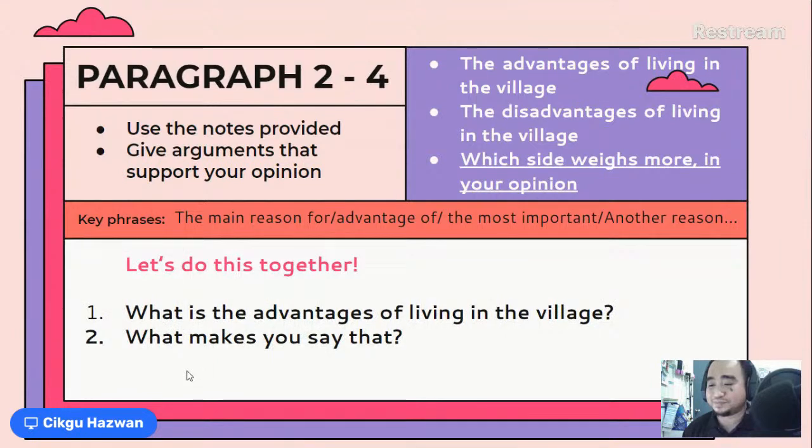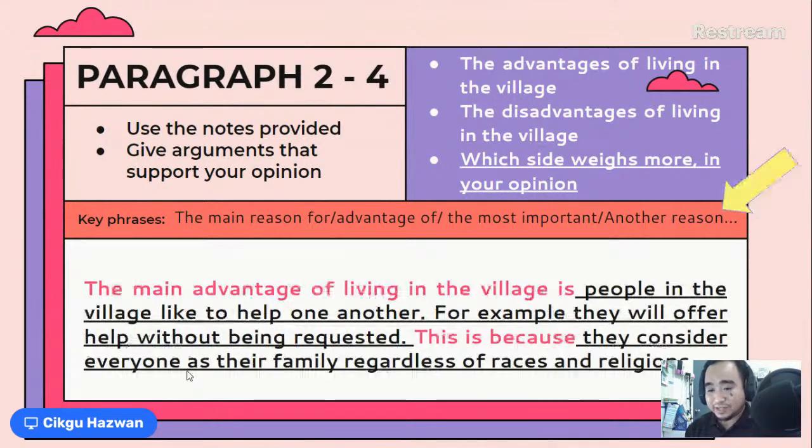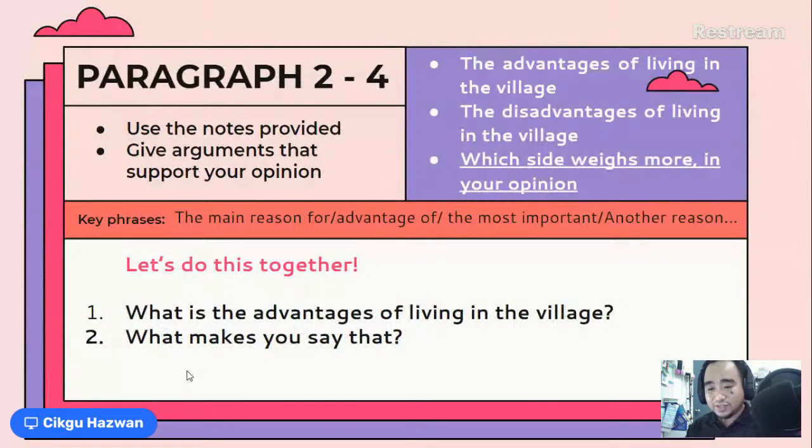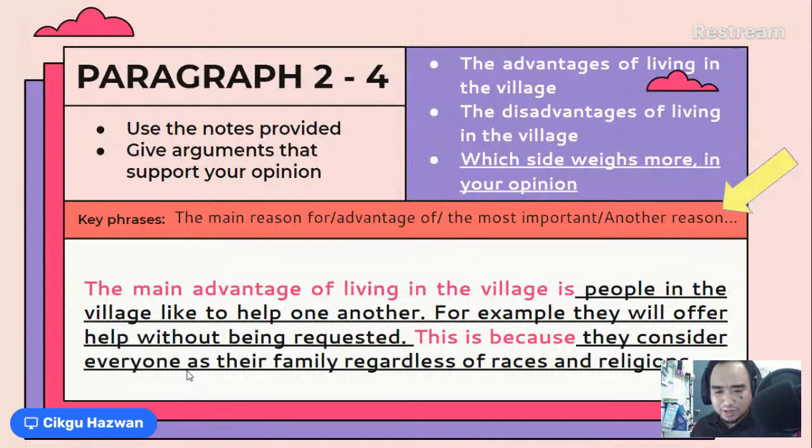So now, just now you have given your ideas, fresh air and so on. Maybe we can try writing a paragraph like this. You can just write in your notebook, or you can straight away write in your comment section, and I'll display it. So let's give yourself a try. What's the advantages of living in the village? What makes you say that? Or if you want to talk about the disadvantages, feel free to use your own point. Disadvantages of living in the village. Don't forget to include the key phrases. Just a 3 sentences paragraph. A paragraph with 3 sentences.